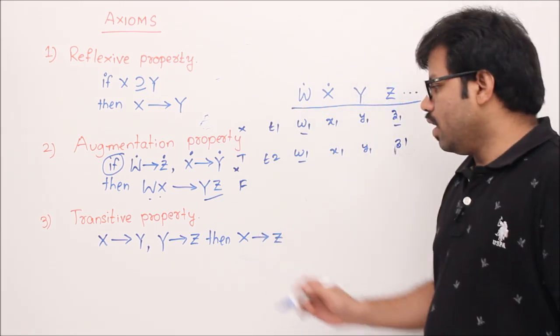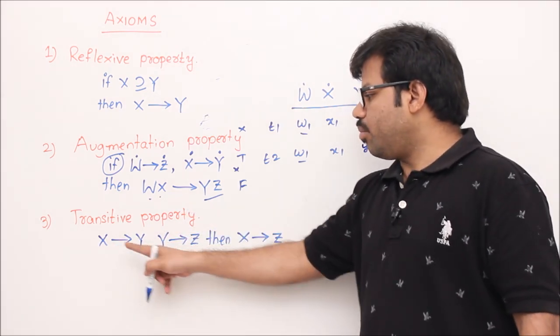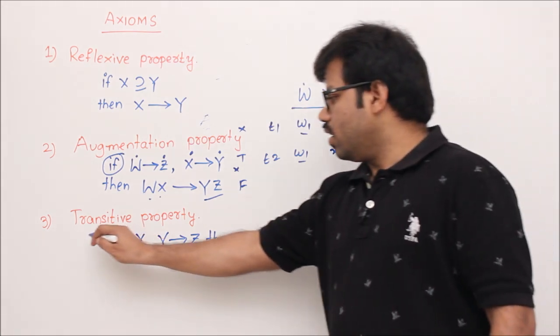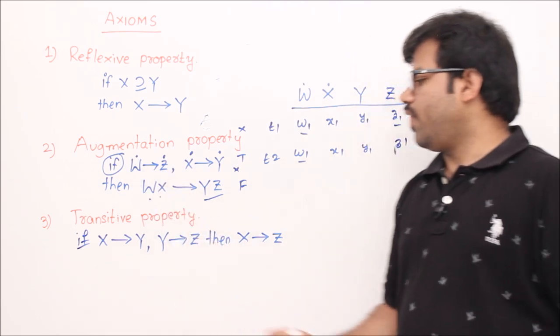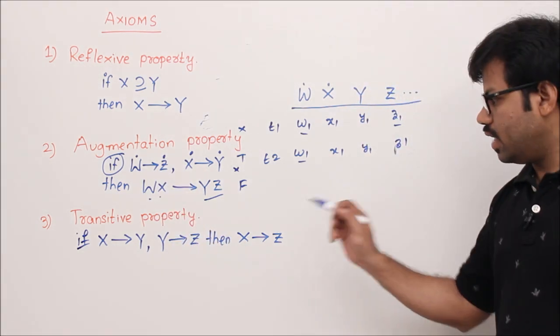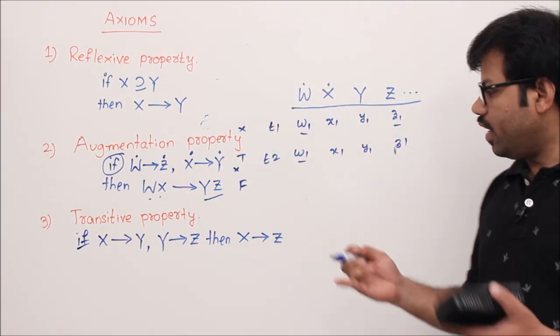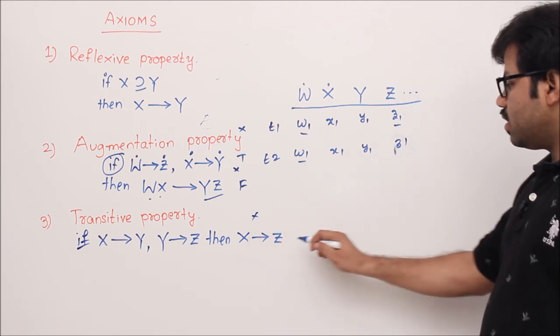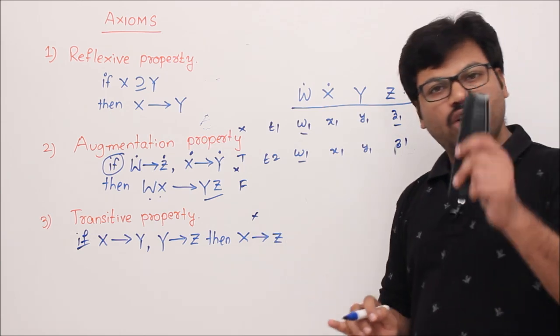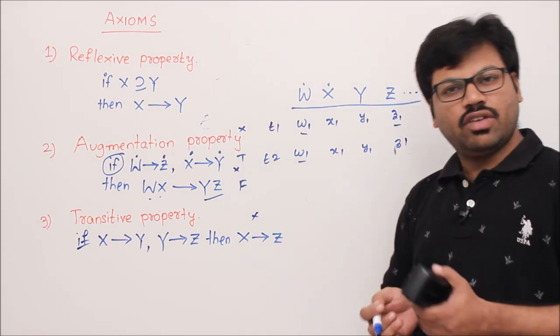Why, we will see. The rule is like this: X determines Y and Y determines Z. Though I did not write the word "if" here, my intention is "if". If X determines Y and Y determines Z, then X determines Z. Why is it true, sir? Let's say I am wrong. If I am wrong, then X determines Z should be false. This is the only way we can make X determines Z false.